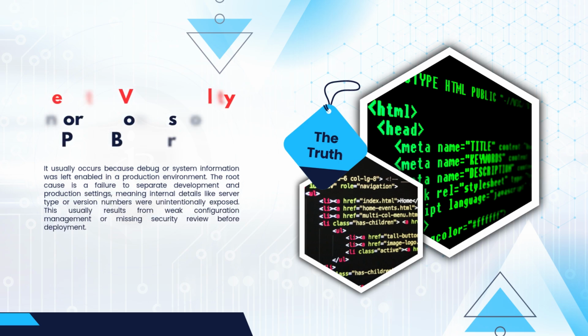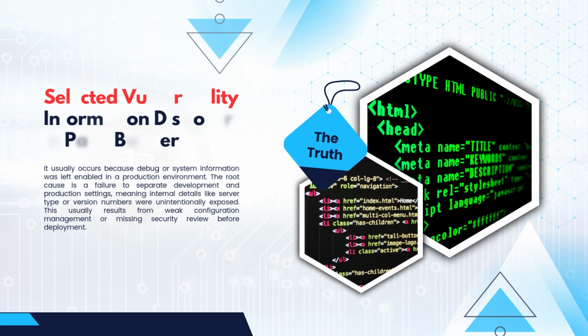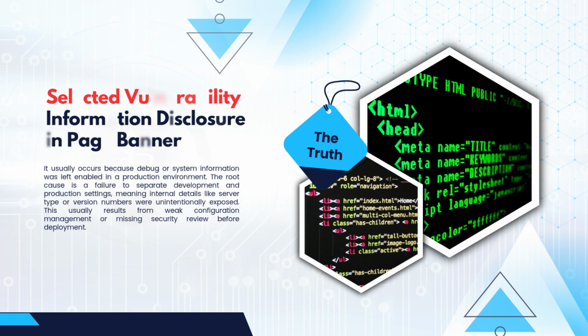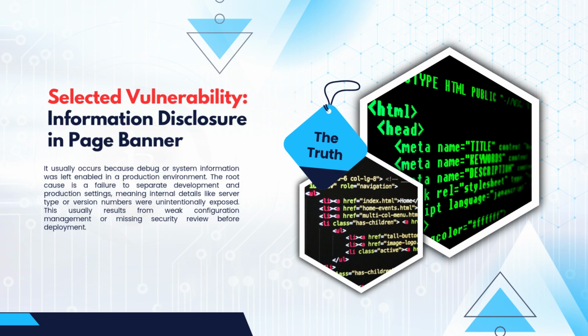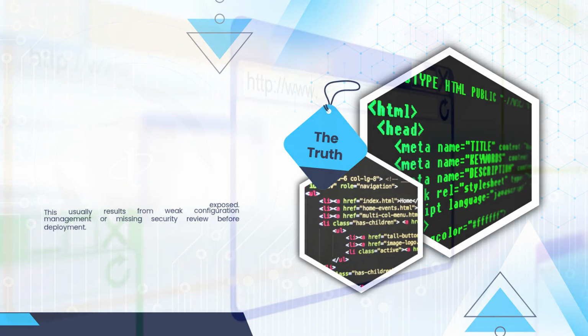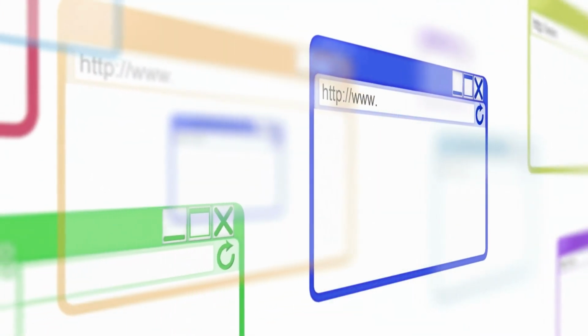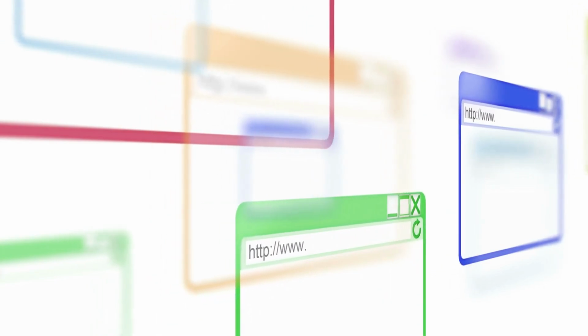One specific vulnerability selected for deeper analysis is the information disclosure in the page banner. This was chosen because it is often overlooked but can significantly increase the impact of other vulnerabilities. It likely occurred because debug or system information was left enabled in a production environment. The root cause is a failure to separate development and production settings, meaning internal details like server type or version numbers were unintentionally exposed. This usually results from weak configuration management or missing security review before deployment. While not directly harmful on its own, it allows attackers to fingerprint the system and more easily exploit other vulnerabilities like SQL injection or XSS, increasing overall risk.